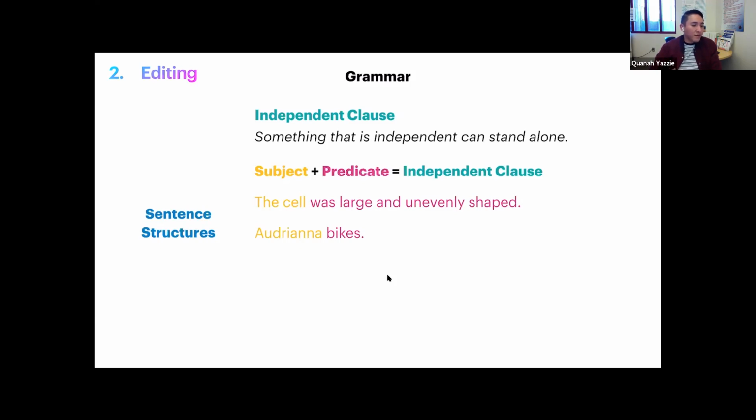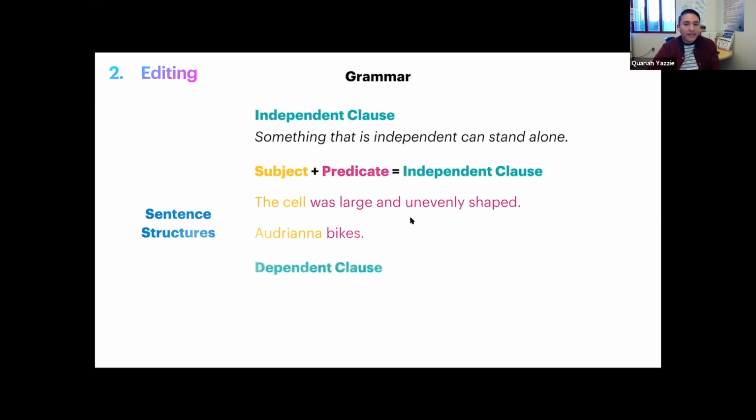Same thing with the bottom. Predicates can be basically an action done by the subject. They can be adjectives, in the case of the first one, the cell was large and unevenly shaped. We're describing the subject. And the second one is a verb. So Adriana is biking. The bike is the action, the verb for this sentence.